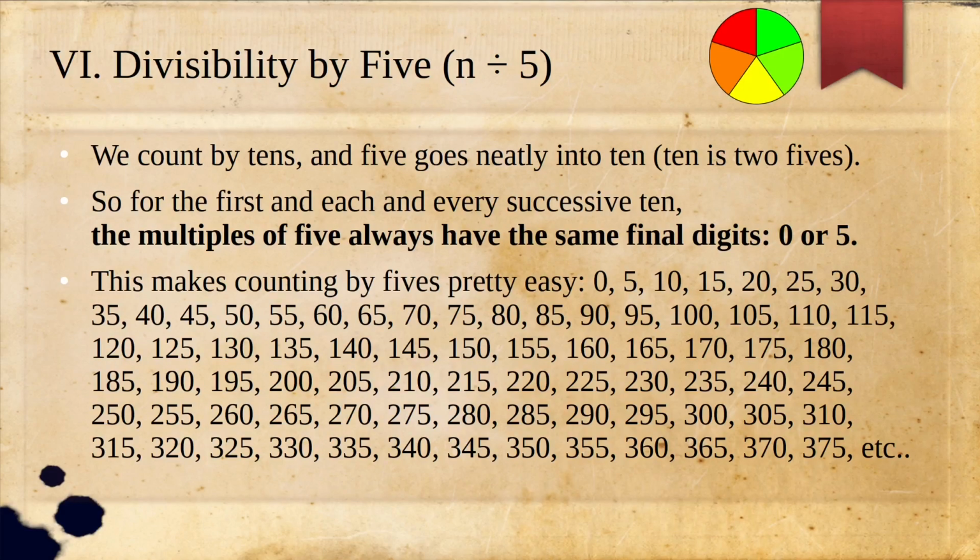Divisibility by 5. We count by tens, and 5 goes evenly into 10, so we see the same pattern in each and every successive 10, where a multiple of 5 either ends in 0 or 5. This also makes counting by 5s quite easy.